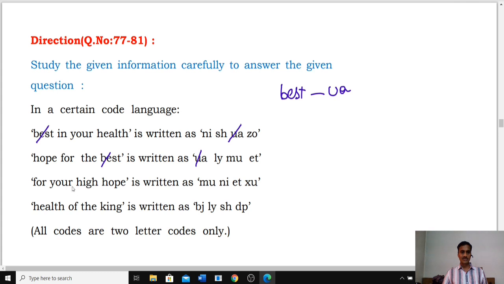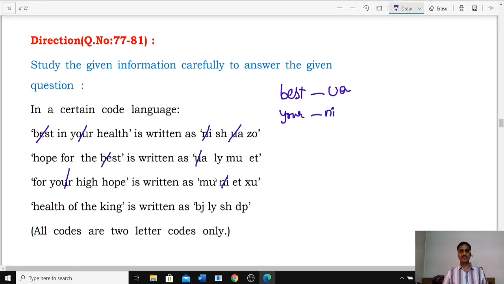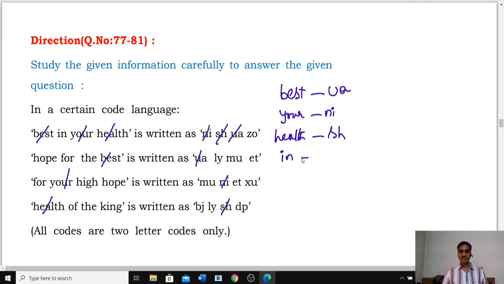In your health, and now, your. Your is the word that is common between the first and the third. As your is common here, N-I-S-H-J-O, N-I is common. Hence the code to the word your is N-I. In a health, in and health, what is the word which is common? Health. Health is common, and the code that is common is S-H. Hence the code to the word health is S-H. What is the code to this word in? The code given to the word in is Z-O.